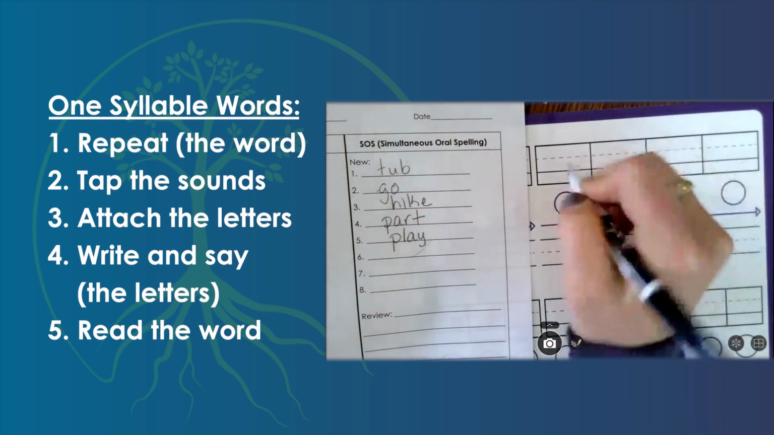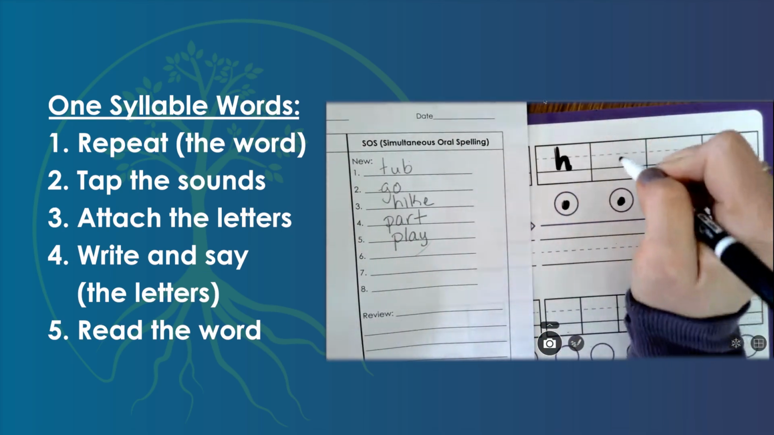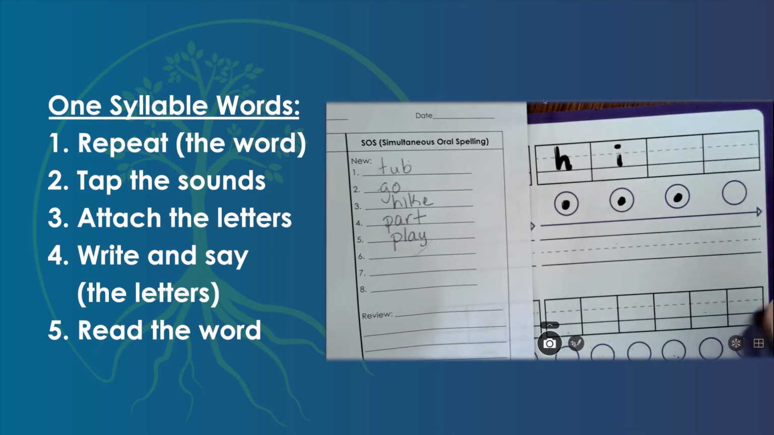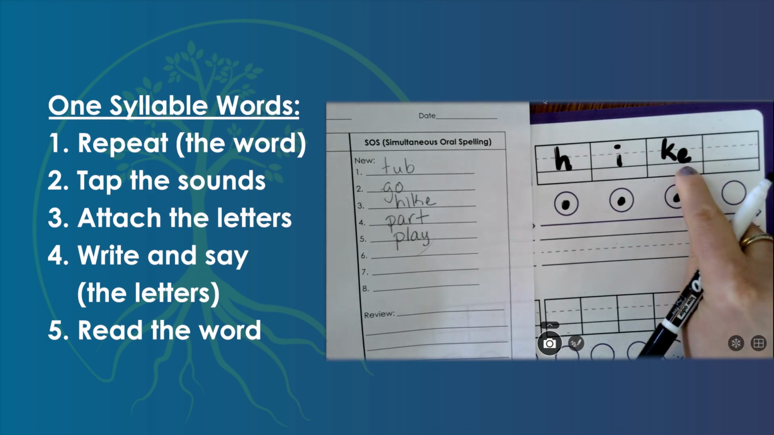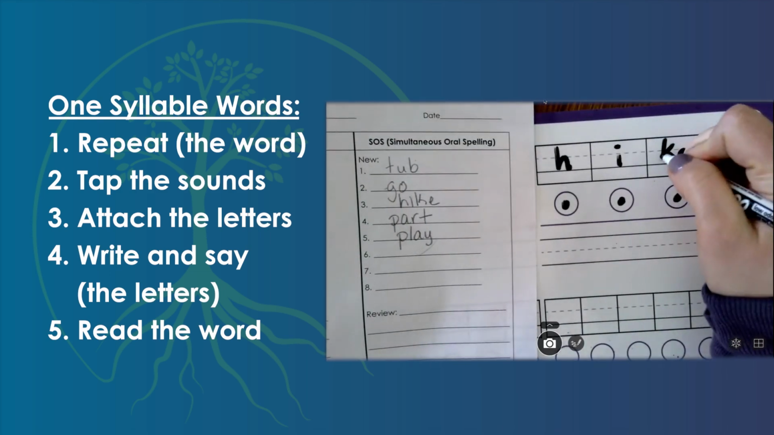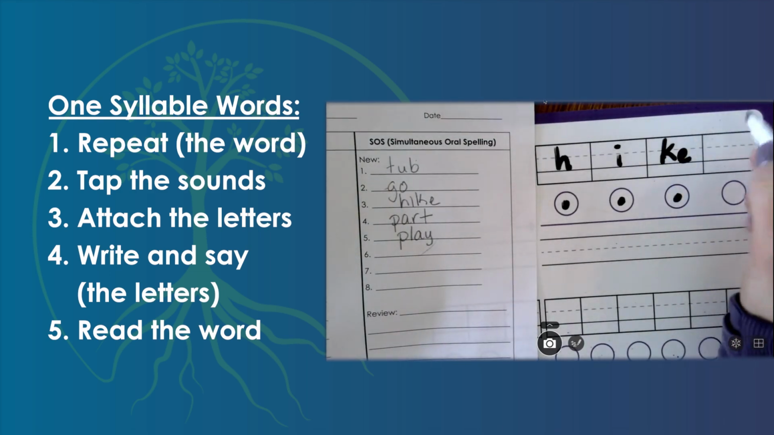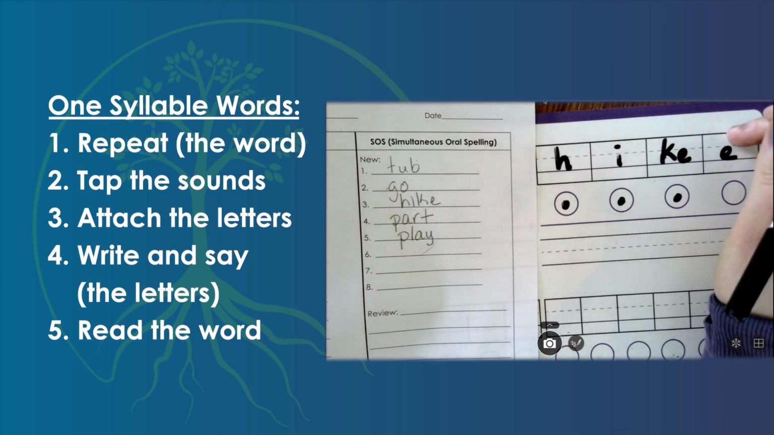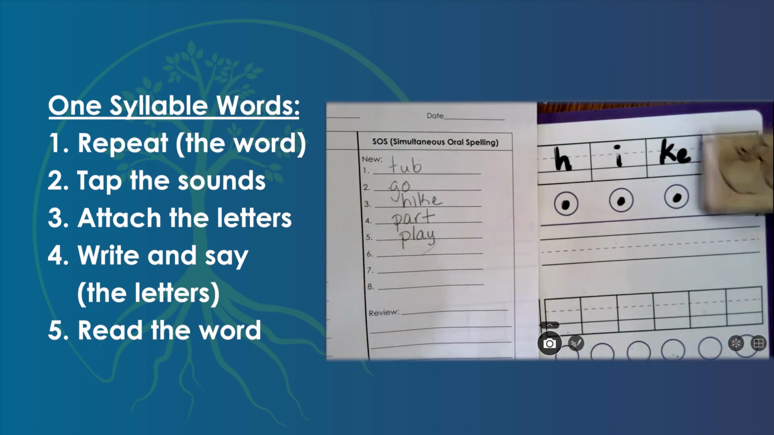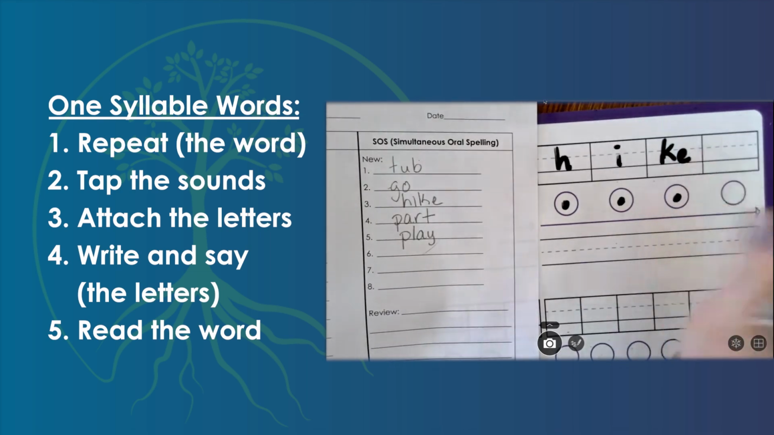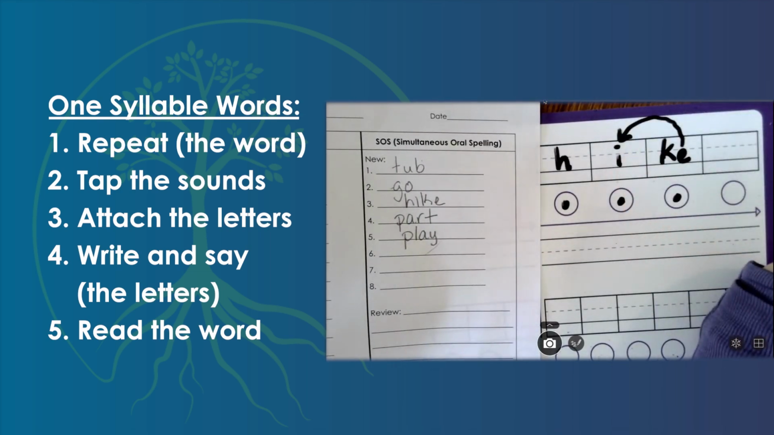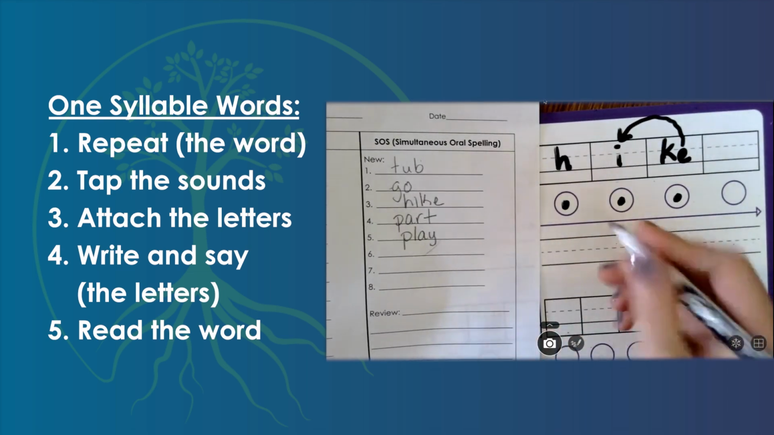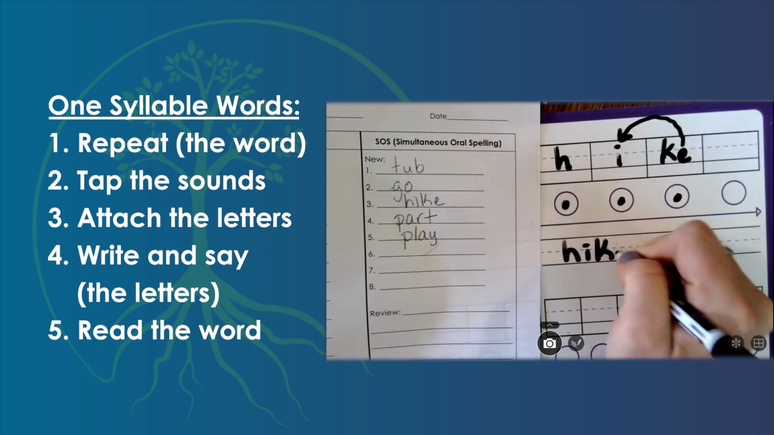H, I, K. What spells H? What spells I? I. What spells K? K, E. And you're going to keep the E in there because the way that this works is each box represents a sound. So E can't go over here because then we're saying it has the sound eh or E, but it's not, it's silent. So we just put it right next to here. And if we want, we could help students understand that vowel consonant E helps the first vowel say its name. All right, now we're going to write and say H-I-K-E, hike.